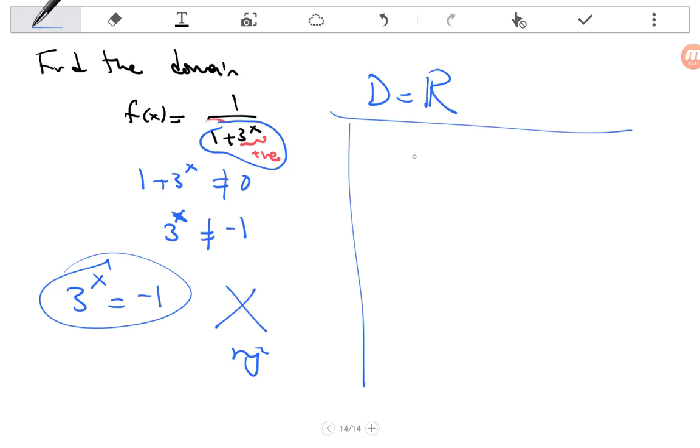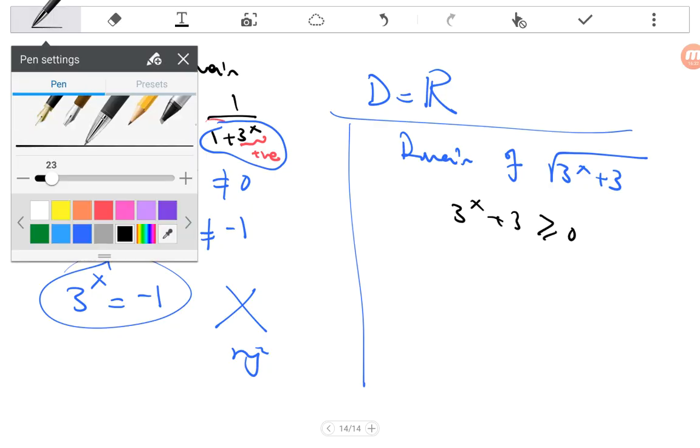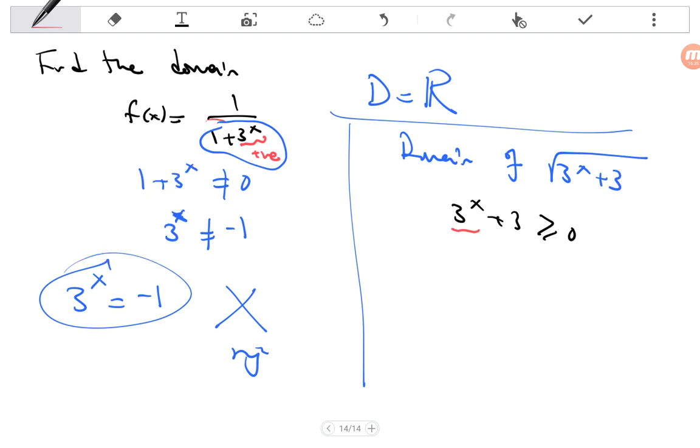Another similar example, if I need to find the domain of root of 3 power x plus 3. Also in this case we need to solve this inequality, 3 power x plus 3 greater than or equal to 0. And just as I have told you that 3 power x is a positive value, a positive plus a positive will always be positive. So the solution of this inequality will just be R.